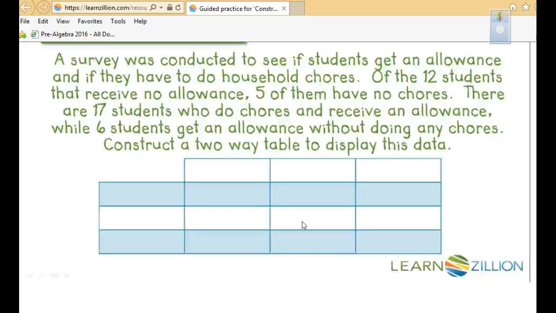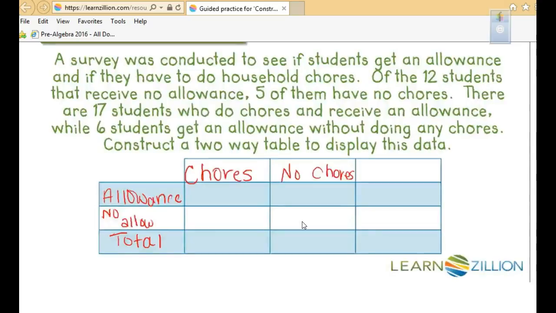The first thing we need to do here is to label our table. We know that students can either have chores or have no chores. We will total these columns here of the chores and no chores. Then we know that all the students either get an allowance or they get no allowance. And we will total those at the end of the row.